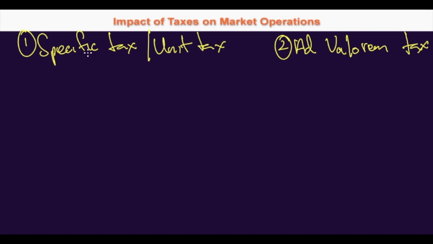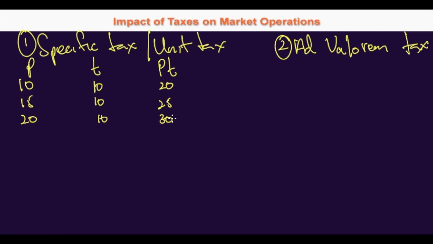Now, if we take the price schedule for specific tax, for example, price, the tax amount, and price after tax. Here, if the prices are 10 rupees, 15 rupees, and 20 rupees, and the tax is 10 rupees per unit, the price after tax would be 20 rupees, 25 rupees, and 30 rupees.